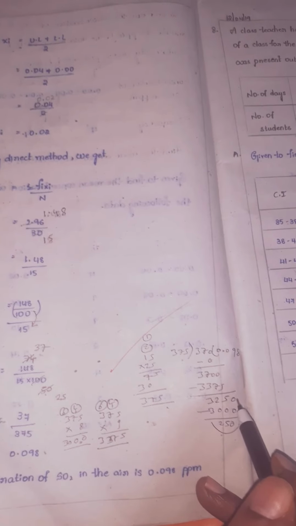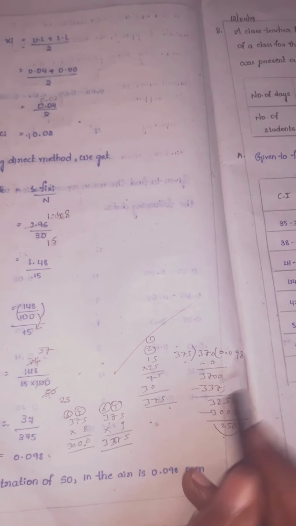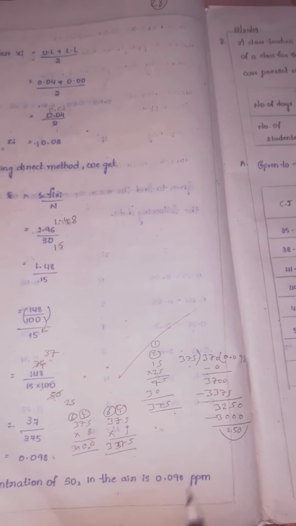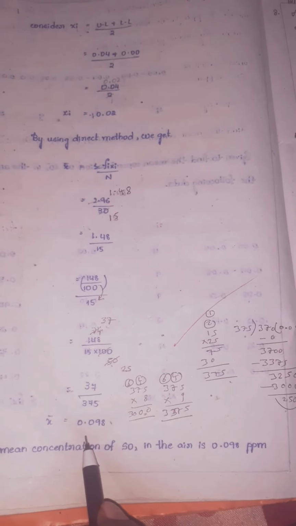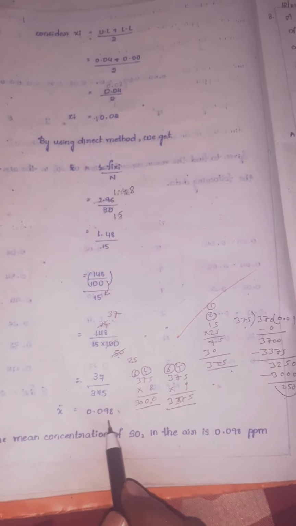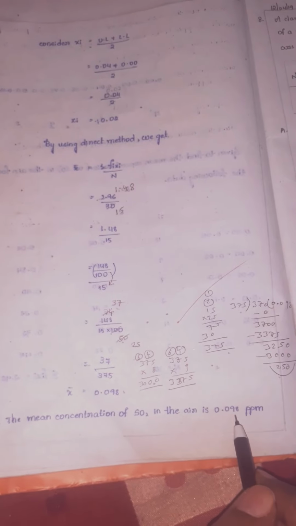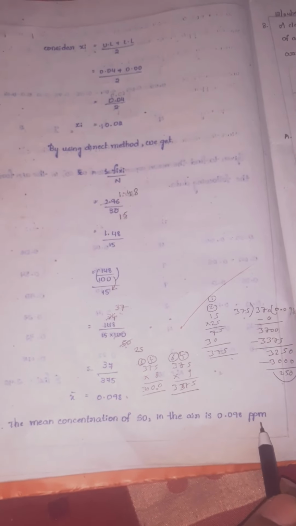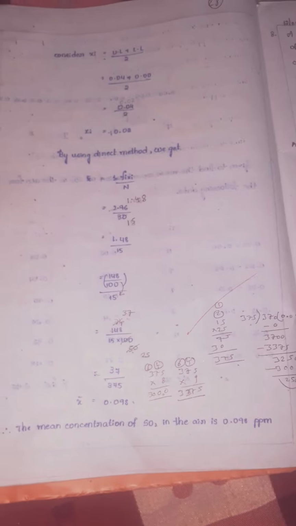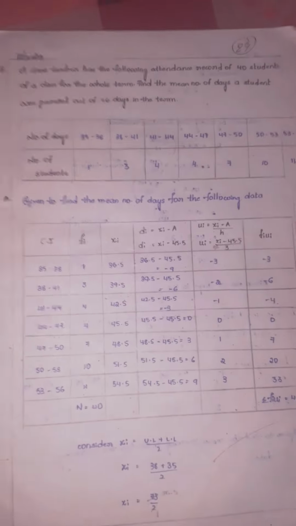Already the point is there, keep 0. Again 375 eights is 3000. What is the remainder? 250. So what are you getting here, children? 0.098. So therefore the mean concentration of SO2 in the air is 0.098 parts per million, means ppm. Is it clear, children? Next, the eighth one.